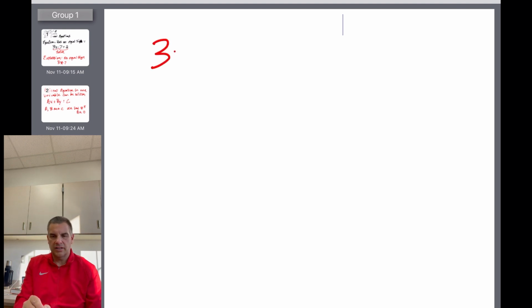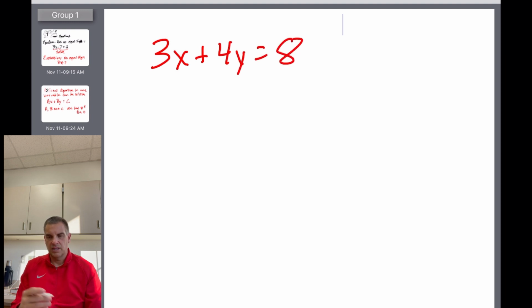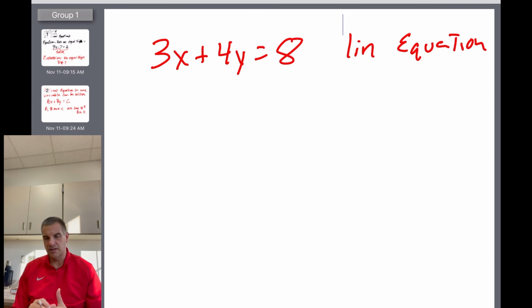So something like 3x plus 4y equals 8. This is a linear equation. Our x values aren't taken to any powers. Our y values aren't taken to any powers. We've got no square roots. We've got nothing really like that. So this is considered to be a linear equation.